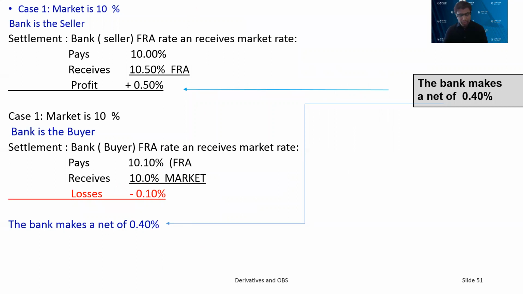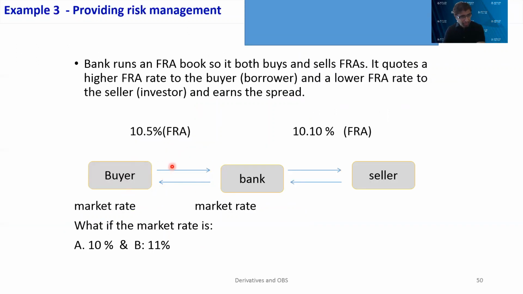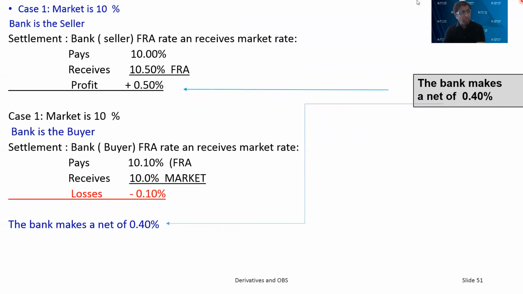If it is 10% now, he will have to settle here, right? So if the interest rate is 10% and the FRA is 10.5 here, of course the buyer will pay him 50 basis points. And for these guys, the bank has to pay this guy 10 basis points. So he will pay 10%, he will receive 10.5. So he made 50 basis points here out of the total contract. Now, when the bank is a buyer, he will pay 10.10 and he will receive 10, this is the market. So he's actually making losses of 10 basis points. The difference between the 10 basis points and the 50 basis points is 40 basis points.